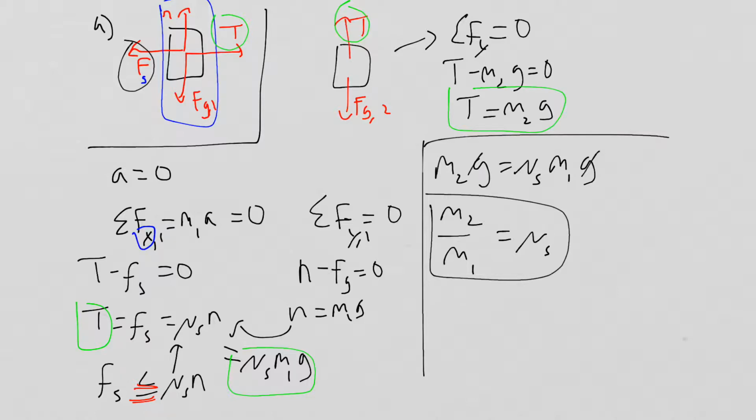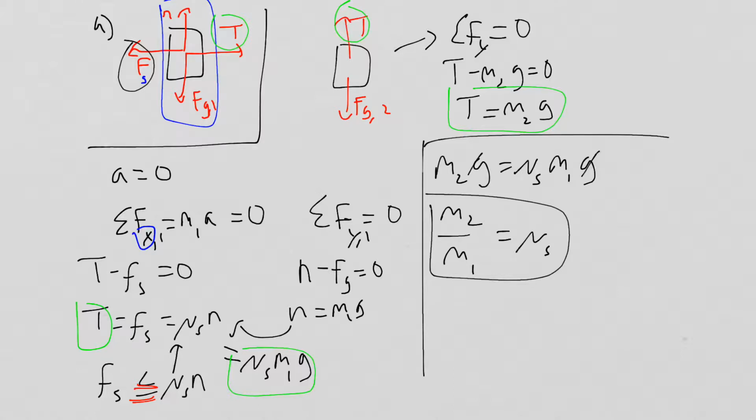I started off with the horizontal forces for block 1 because that had the friction force in it. Then I realized I needed the normal force, so I talked about the vertical forces of block 1. Then I realized I needed the tension, so I talked about the vertical forces on block 2. So that's part B.